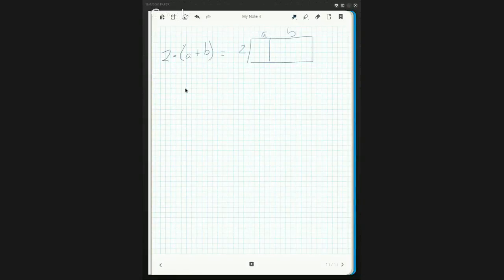2 times A plus B. So our whole is equal to length times width, and our length is 2, and our width is A plus B. So this is our whole. Part 1 is 2 times A, and so that's the area of this small box. The area of the bigger box is 2 times B. So our whole must equal the part plus the part. So 2 times A plus B equals 2A plus 2B.